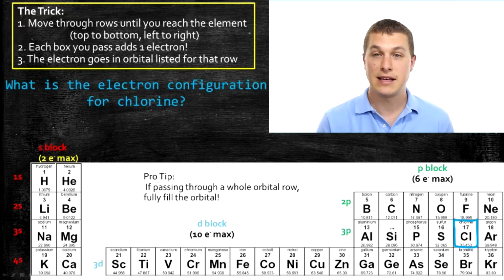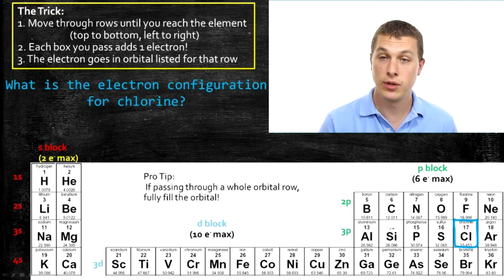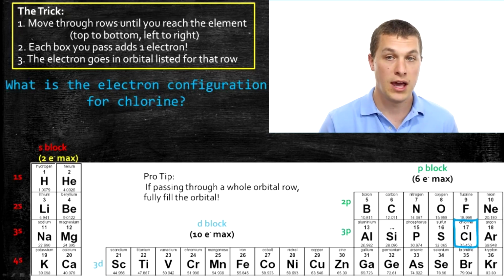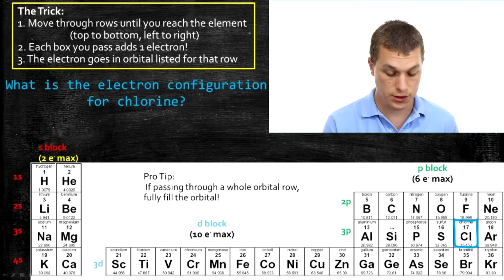Now here's a tip. Last time I counted every single time we went through a box, but if you're passing through a whole row, that means that orbital's full. And remember that an s orbital can hold 2 electrons, a p orbital can hold 6 electrons, a d orbital can hold 10 electrons. So if we're passing through a full row, we just know that orbital's full, and we can add that number of electrons to the orbital, and that makes it a little quicker. And if you ever forget that, you can just count how many boxes you're going through.